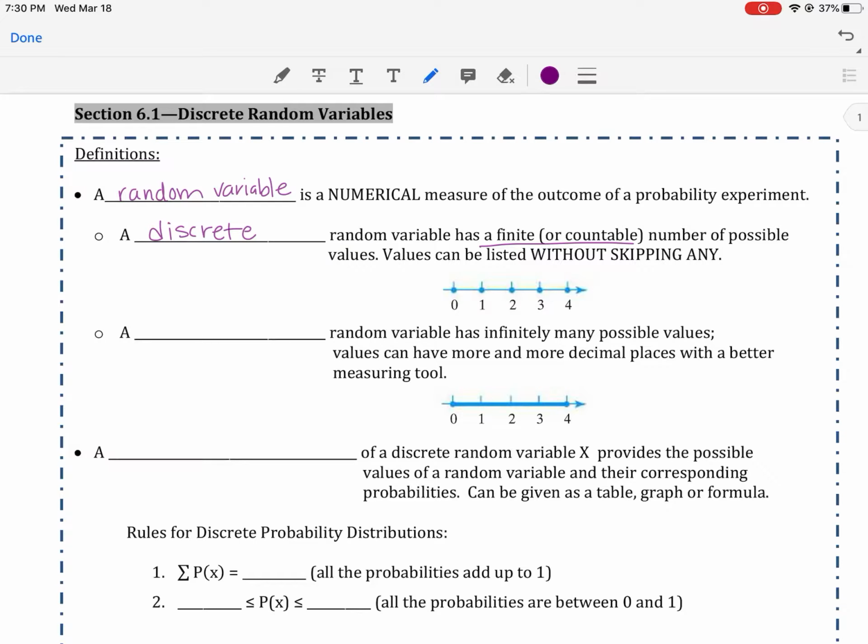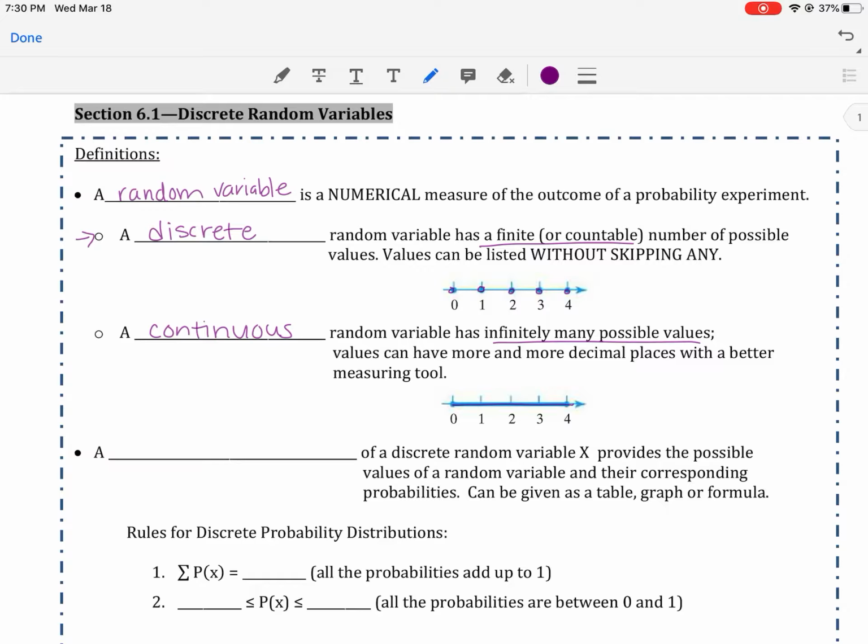Values could be listed without skipping any. So maybe it's a dot at 0, a dot at 1, a dot at 2, a dot at 3, a dot at 4. Remember, if we have all the values in between, so you have infinitely many possible values, all the decimals, and more decimal places with a better measuring tool, we call those continuous. We're not talking about continuous things today, we're talking about discrete things.